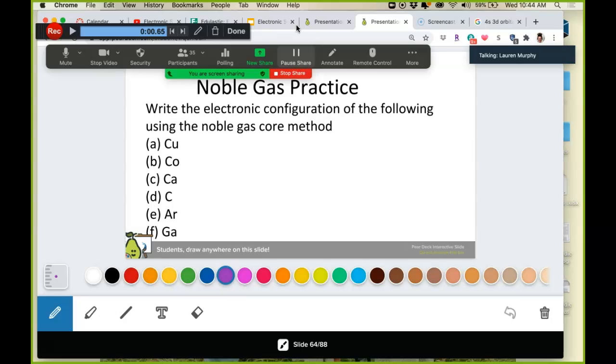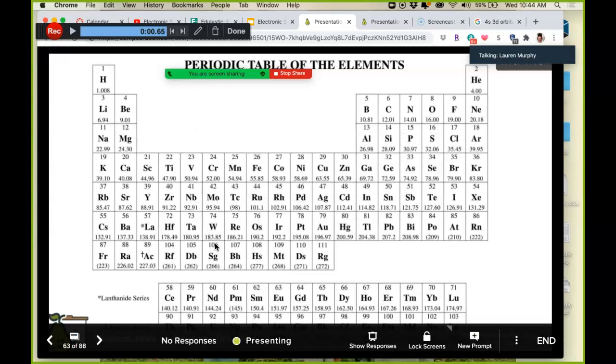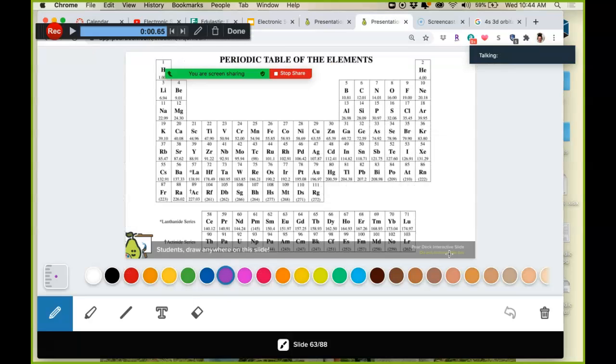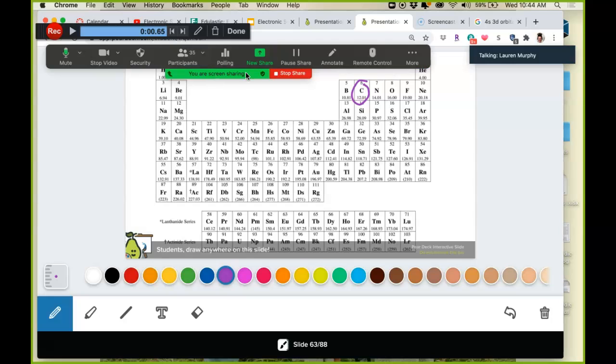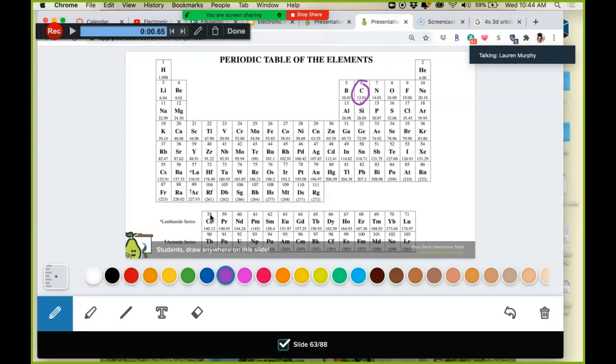So I'm going to do carbon first. You go to your periodic table. You go find carbon. It's right here. And you go, okay, who is the noble gas that comes before carbon? So you go backwards, and it's helium. And you put it in brackets. So you write He. That means I've accounted for all of the electrons up until helium.